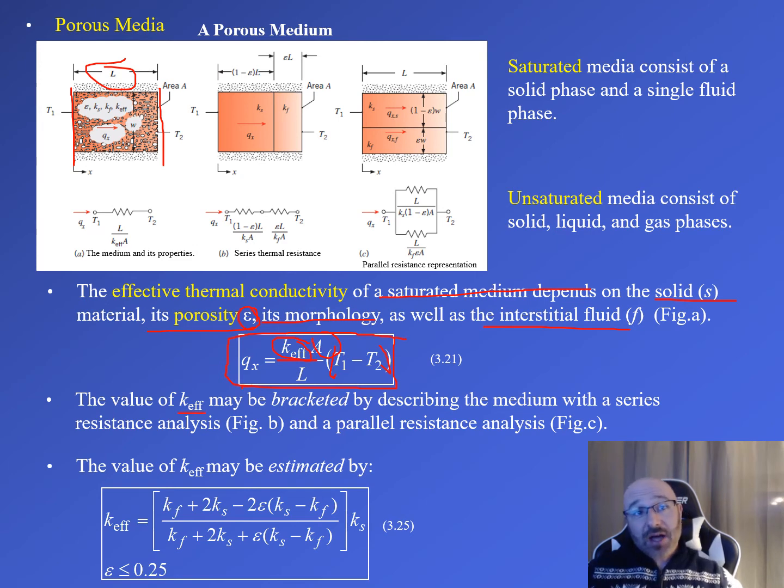So this K effective that we see in this general equation 3.21 may be bracketed by describing the medium with a series resistance analysis, which we can see there in figure B, or we could do that parallel resistance analysis that we see over here in figure C. We can also estimate this value of K effective utilizing the relationship shown in equation 3.25, which we have right here from our textbook.